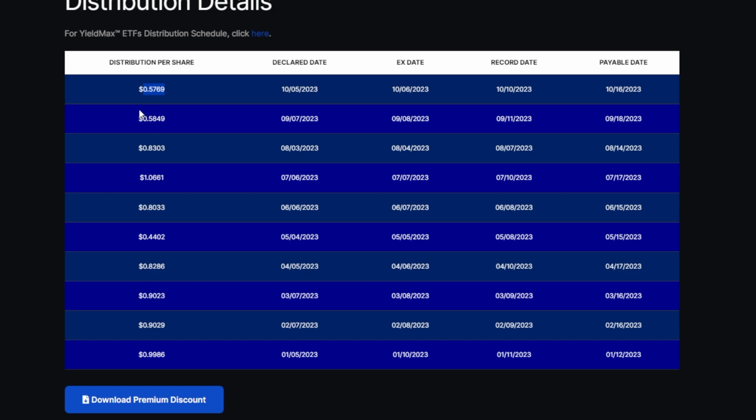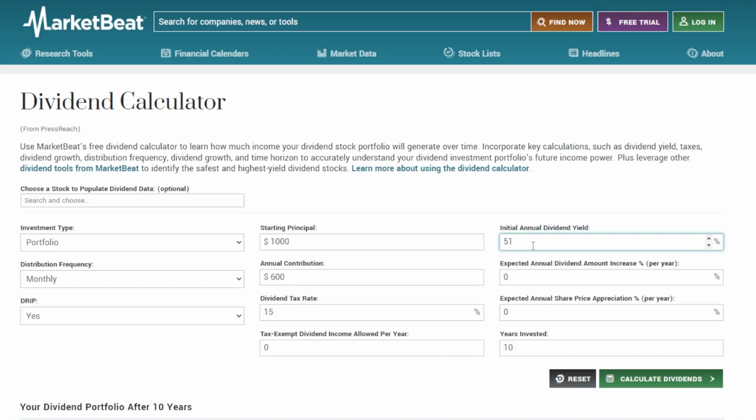Because as you see here on the distribution details, TSLY has paid anywhere from 57.5 cents on a monthly basis all the way to $1.06 on a monthly basis. So if we were to just go off of something on the lower end of things, we could go with a 51% initial starting dividend yield.